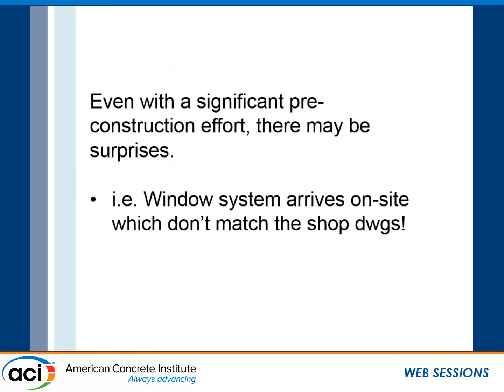And then, of course, even with significant pre-construction effort, there still may be surprises. In other words, the window system arrives on site and doesn't match the shop drawings. We've gone through great effort to understand what our rough openings have to be, and the tolerances, and the shop drawings are all reviewed. So I guess what we learned was to have inspections of the window manufacturer, because they may show us one thing on the shop drawing and something else arrives on site.